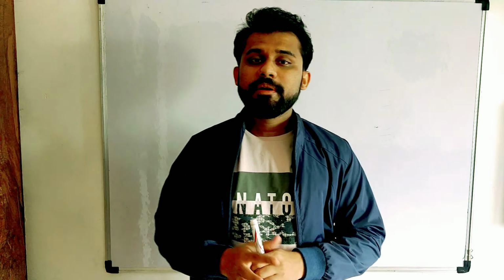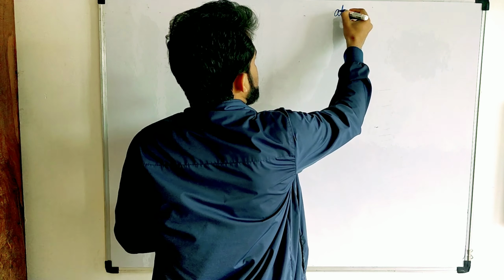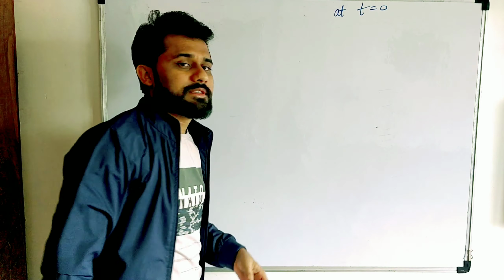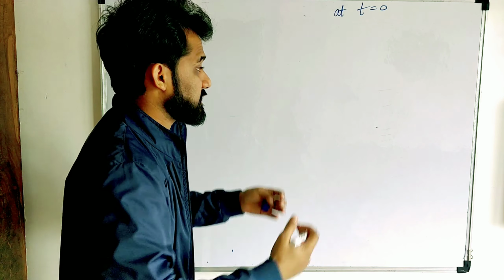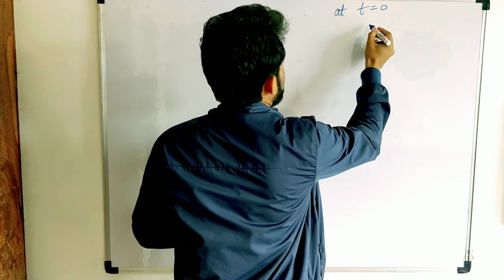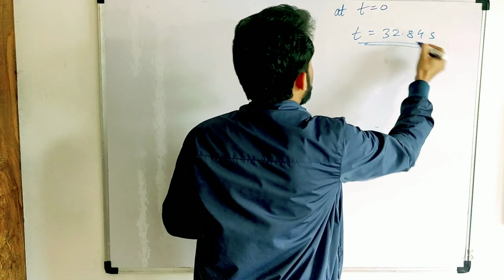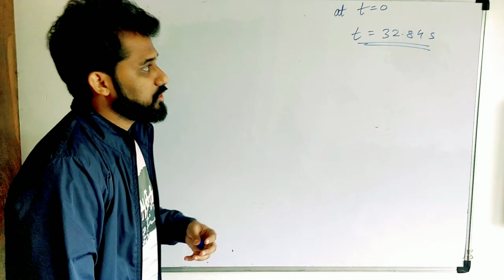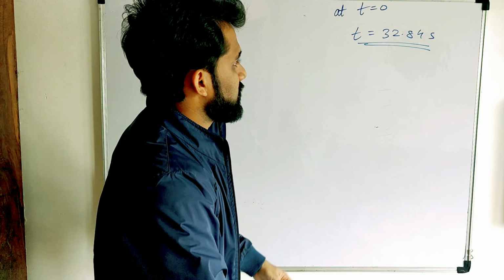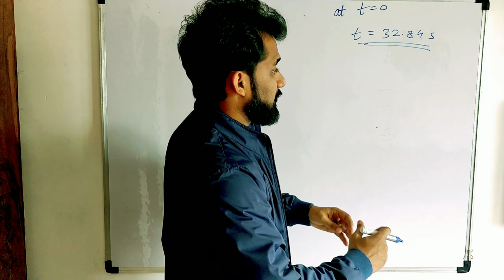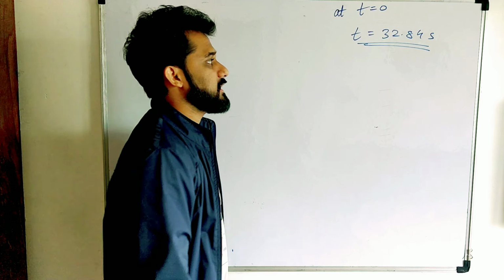Okay, so from the experiment, the data that we got was at t equal to 0, the plane was at rest on the runway and then it started accelerating. It accelerated for 32.84 seconds, which we recorded on the timer, and then it took off. So we have to calculate the speed of the plane when it takes off.